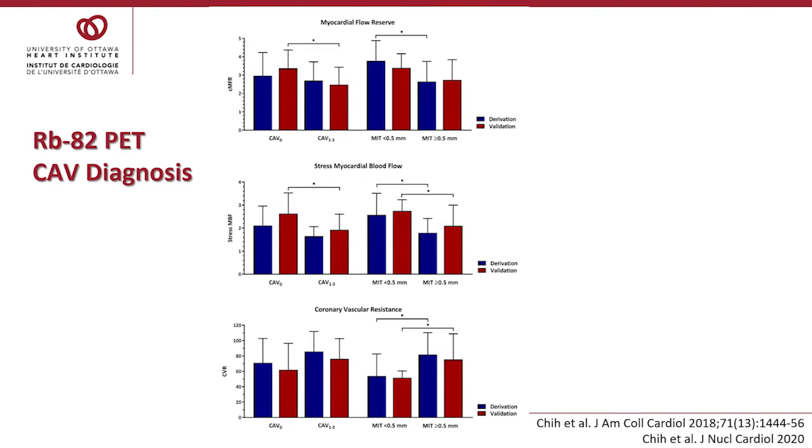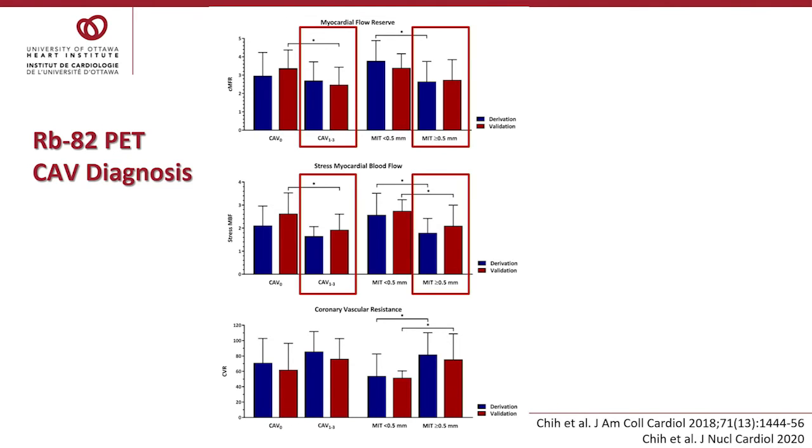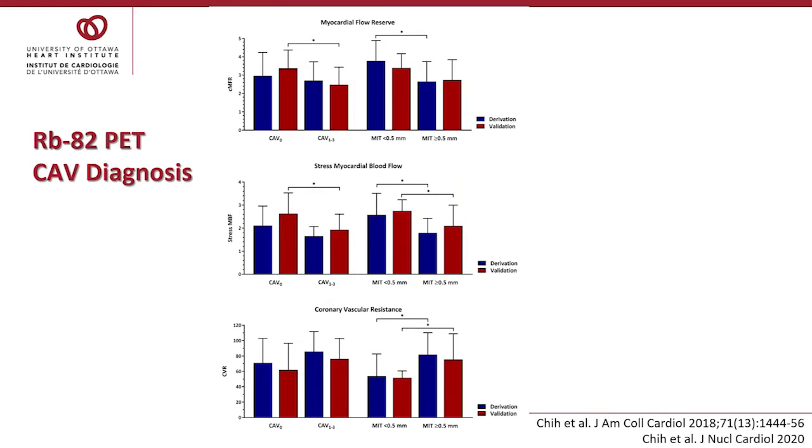We looked at 3 flow parameters: corrected myocardial flow reserve on the top row, stress myocardial blood flow in the middle row, and coronary vascular resistance on the lower row. And what we observe is that patients who have either angiographic or IVUS evidence of CAV had reduced myocardial flow reserve and stress flow and increased coronary vascular resistance. And there was no difference between this observation in the derivation cohort, represented in the blue, and the validation cohort, represented in the red.